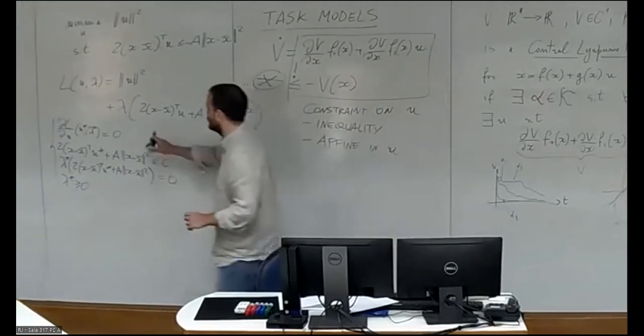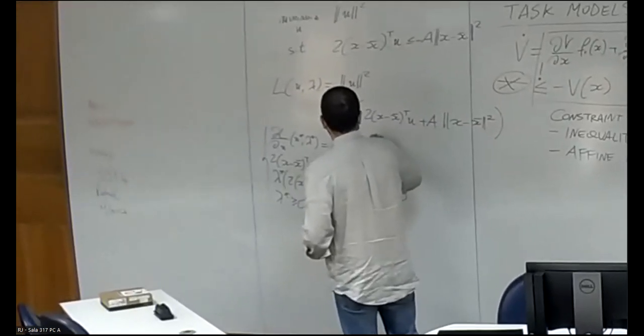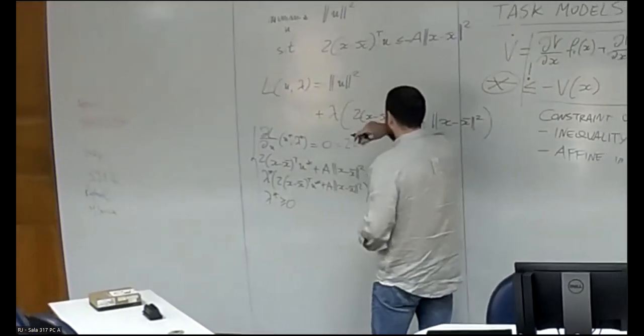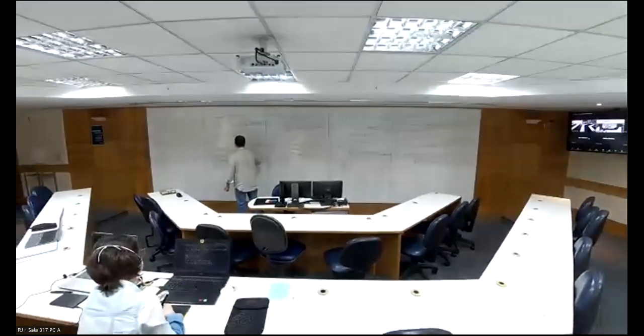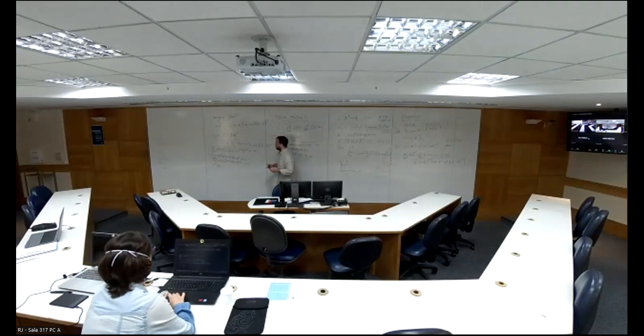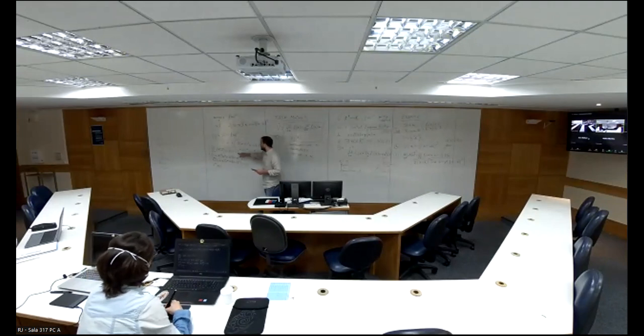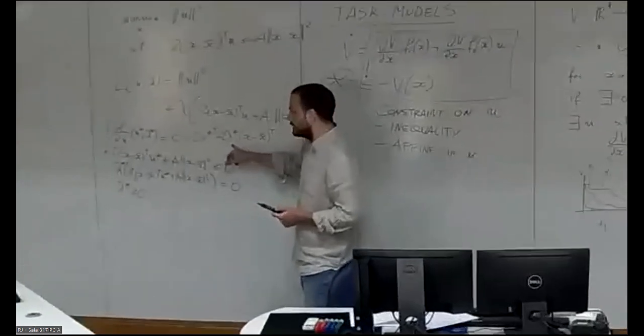We can write what this is. This is 2 u star transpose plus lambda star times 2(x minus x bar). So this is a system of equations in the unknowns u star, which is a vector, and lambda star, which is a scalar.